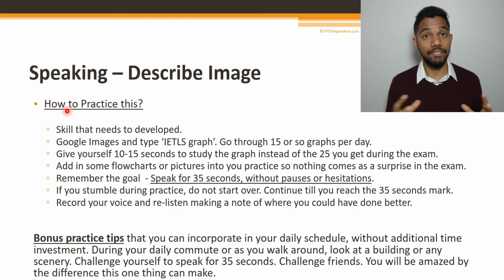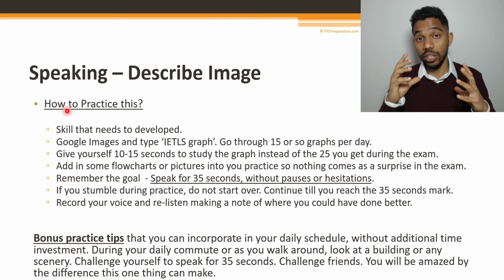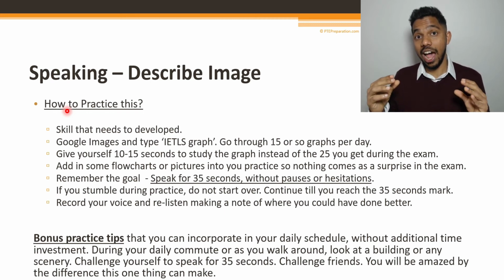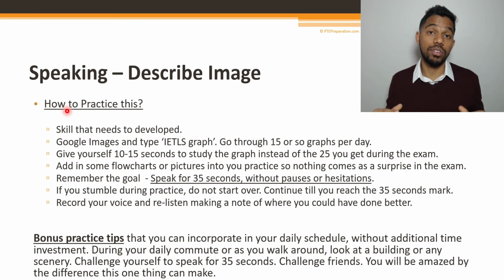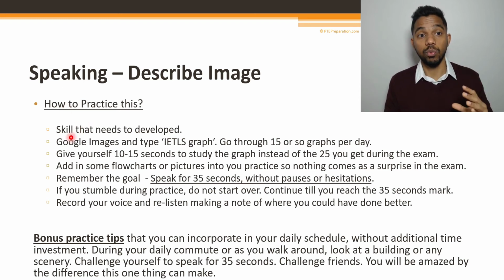Now, obviously, this time will vary based on how fluent you are currently. But just keep in mind that if you're currently poor at this section, you can improve up to a point where you're speaking for 35 seconds without pauses, which is the main goal. So until you find yourself able to speak for 35 seconds without pauses and hesitations at a fluent rate of speech, you're not trying hard enough, and you can improve.